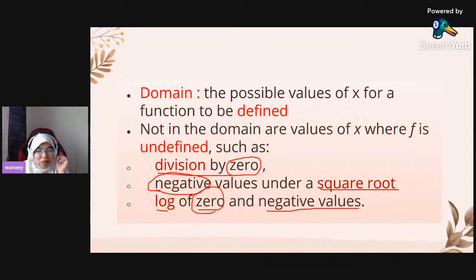However, when it comes to these special cases, we have to be extra careful: a reciprocal function, a division, a square root, and a log. So when you have these three situations, you must check the domain carefully. Otherwise, by default we can put real numbers.